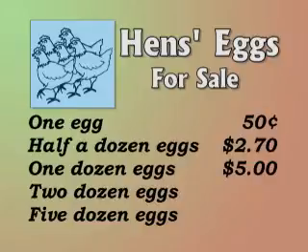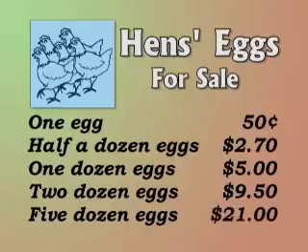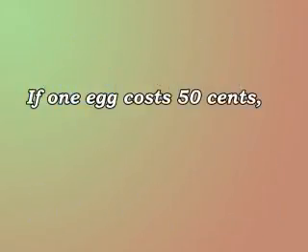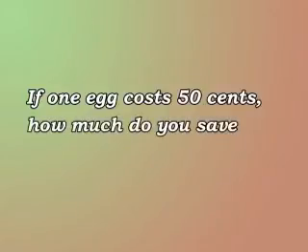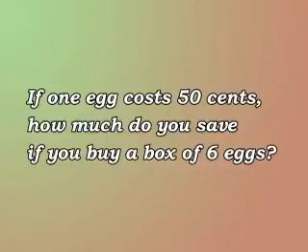If you buy 2 dozen eggs, they'll cost you $9.50. And if you buy 5 dozen eggs, they'll cost you $21. Obviously, there are different prices for buying in bulk. If one egg costs 50 cents, how much do you save if you buy a box of 6 eggs?